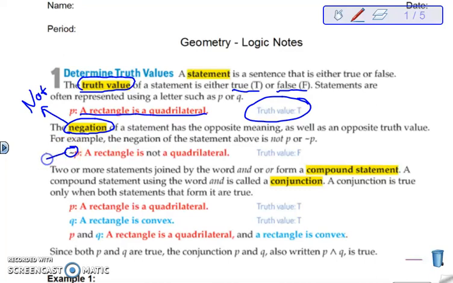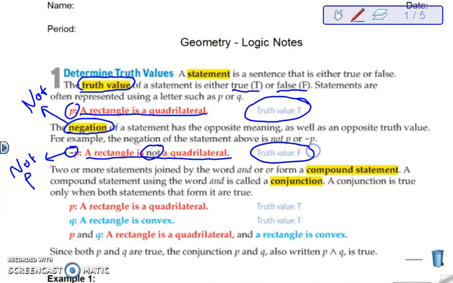So when you see something written like that, what they are saying is not statement P. So if statement P was this guy, not P is the same sentence. They just added the word not to it, which means that the statement that was originally true is now false. Because again, it's just the opposite.